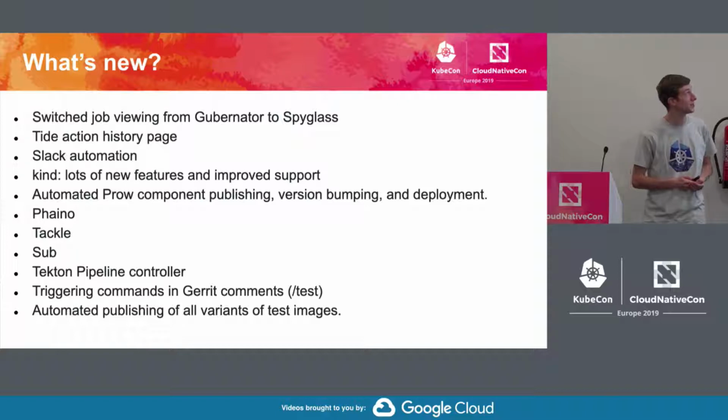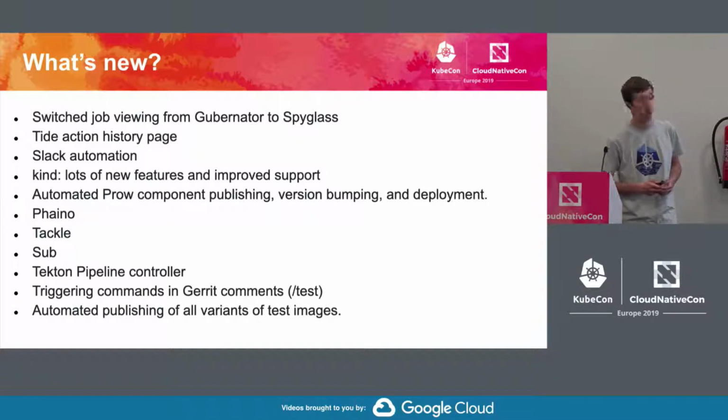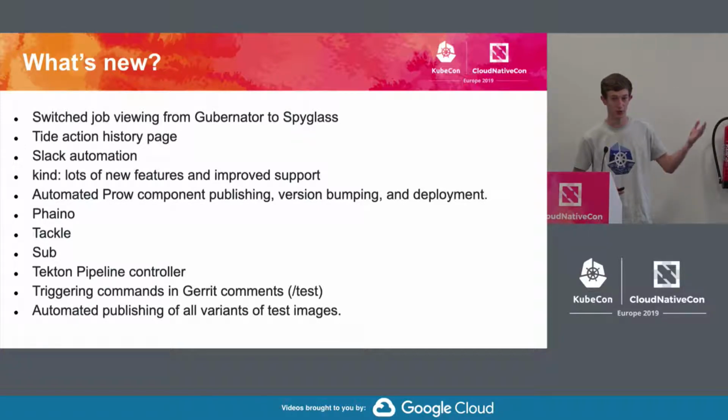One of the bigger changes that we did was our job viewing platform, which we previously used something called Gubernator, was switched over to Spyglass, which is part of the Prow front end. So Prow now does all of its own job viewing as well, so you can see your job results without going to a separate site. We have a Tide action history page. So this is a page on Prow that will describe everything that Tide has been doing. So it gives you a breakdown of what its historic actions have been and why. We also have Slack automation, as we mentioned. We have some new tools to help the Slack moderators manage the community and respond to bad events and bad actors in the Slack channel.